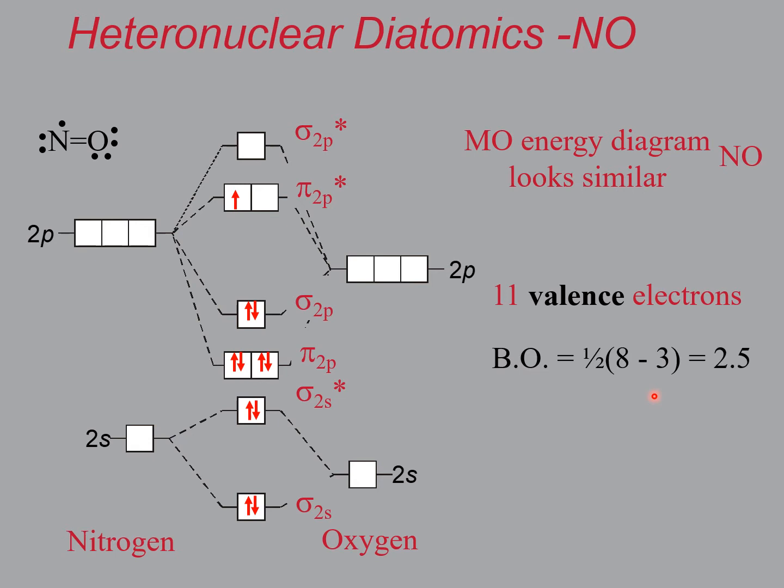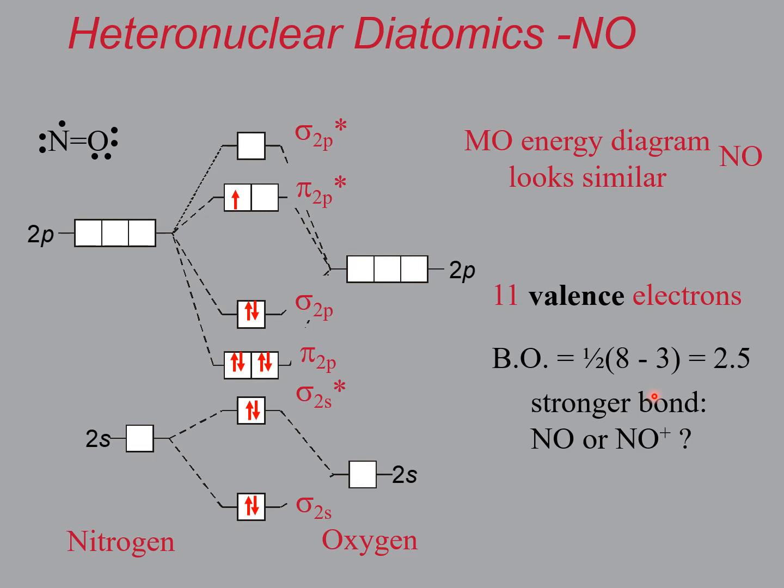So this gives us a bond order of 2.5. This is a half integral bond order, and that's okay. There's nothing in molecular orbital theory that says that electrons have to exist or be shared pairwise. And in fact, anytime that you have an odd number species, you will get a half integer bond order, 2.5.